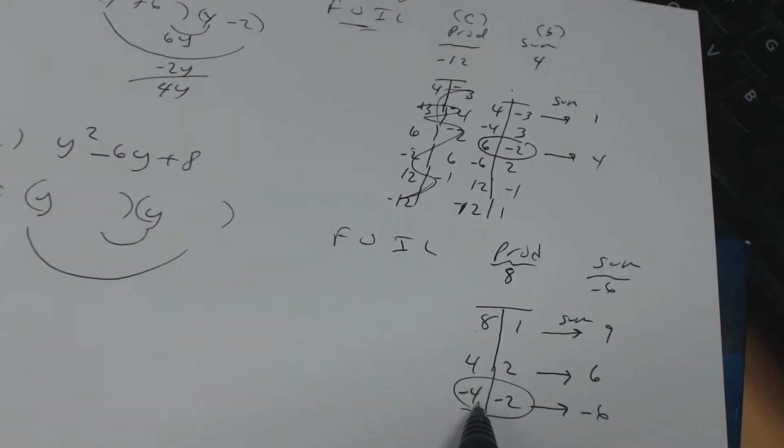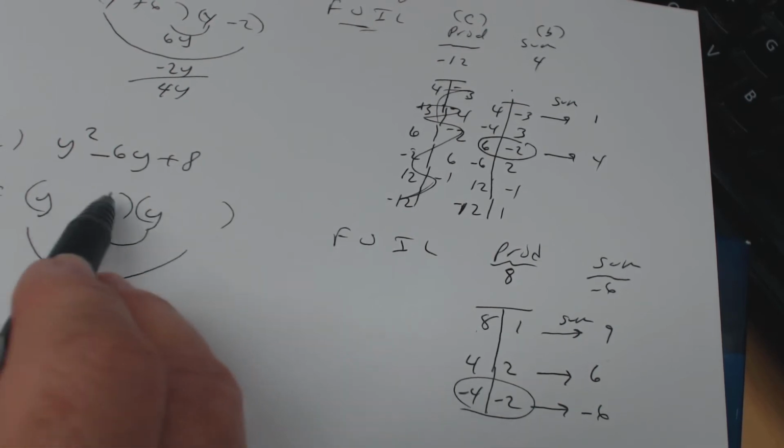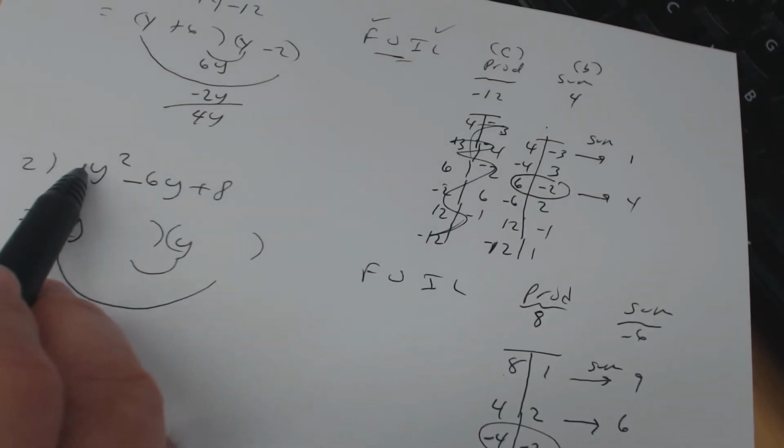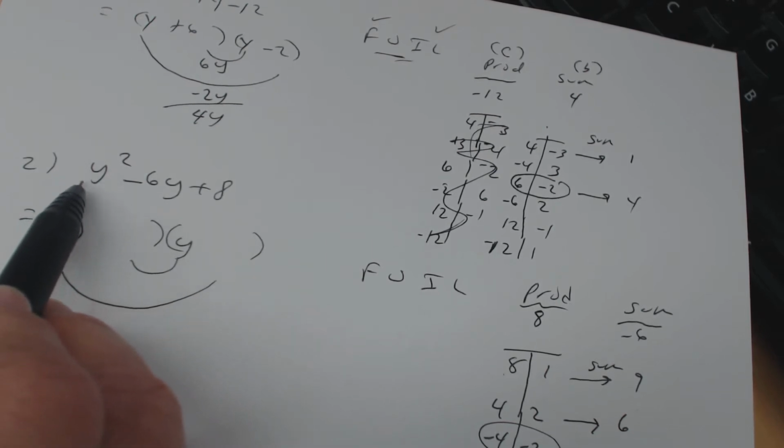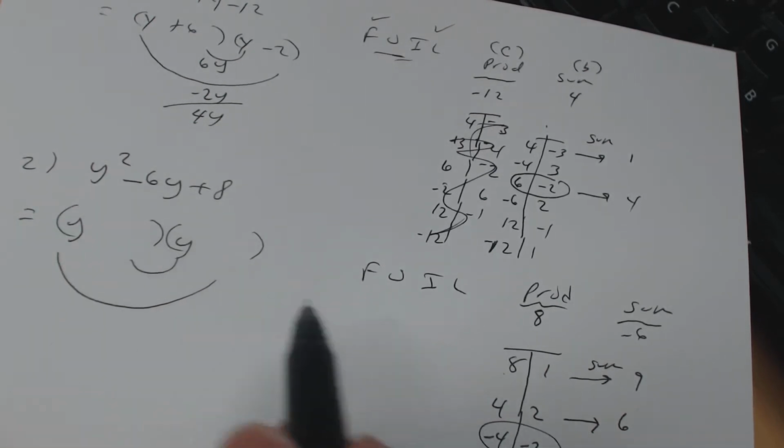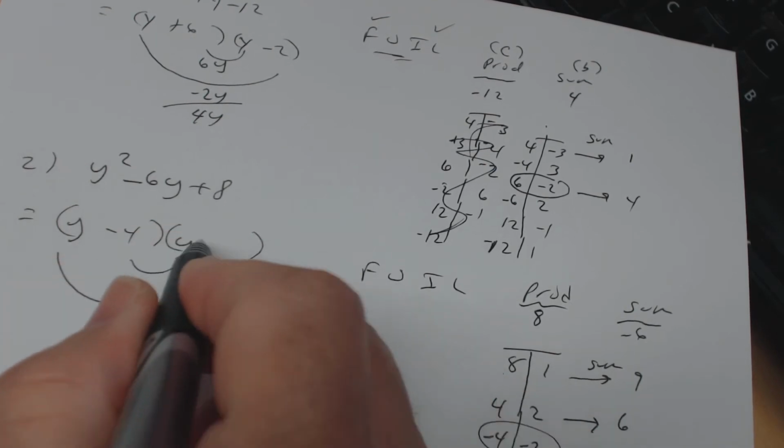So again, it doesn't matter whether you put negative 4 here or negative 2 here, only because the coefficient of the leading term is 1. So you're going to say y minus 4, y minus 2.